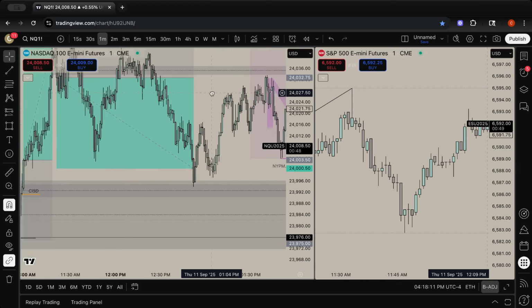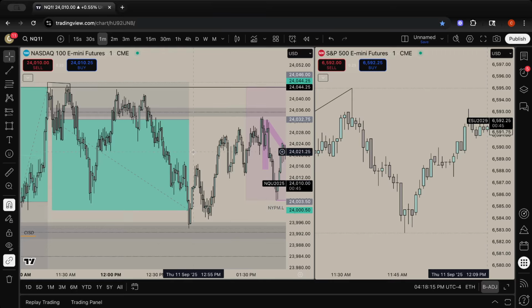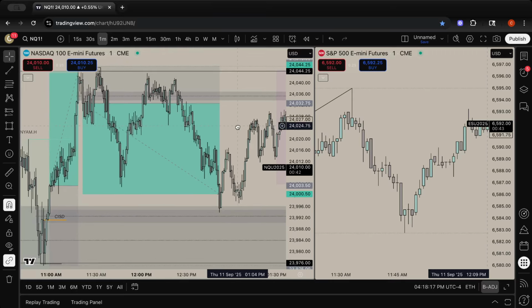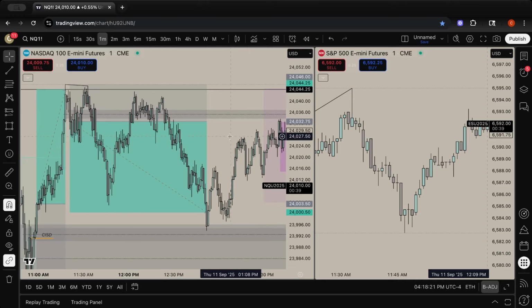So there's another setup that we missed out on today. Again, guys, doing these market reviews is just really helpful because it trains your eye on what you should be looking for. This is a beautiful trade.